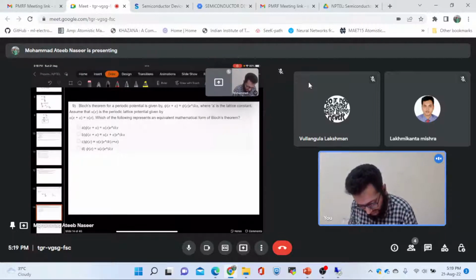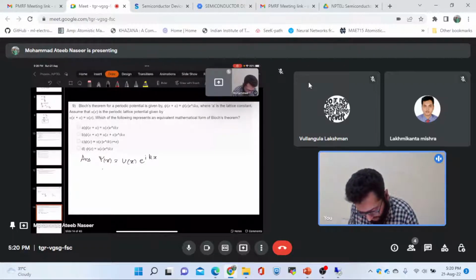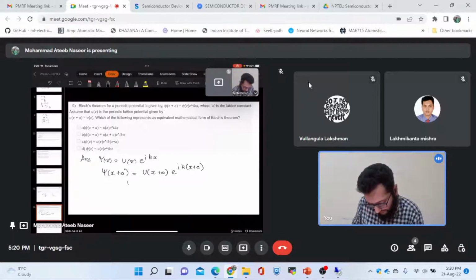We will simply write psi of x. We will assume psi of x to be equal to u of x e to the power iota kx. It is simple. So now let us write psi of x plus a. It will simply be equal to u of x plus a exponential of iota k x plus a. We know that u of x plus a is equal to u of x, so we can simply write it to be equal to u of x e to the power iota kx into e to the power iota ka.